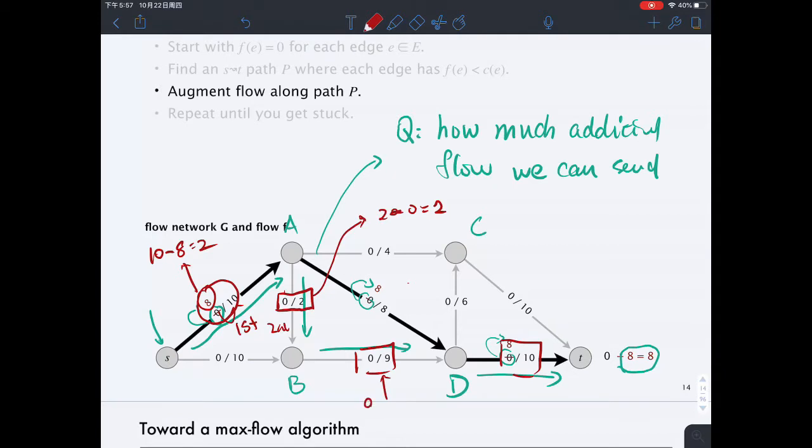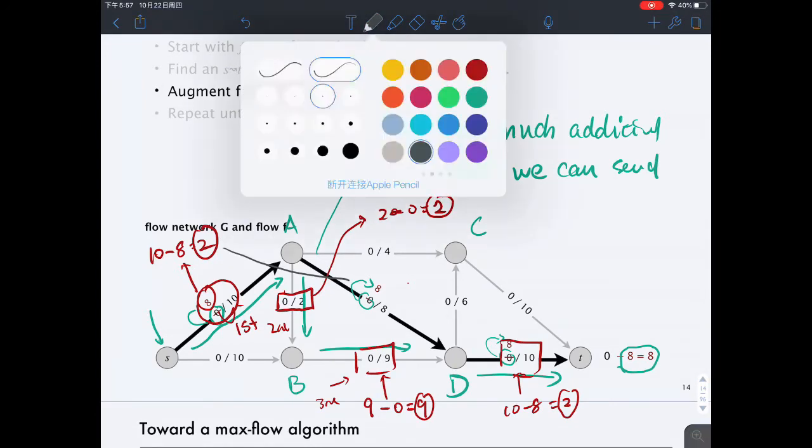For the second edge, the additional flow we can send is 2 minus 0 equal to 2. We keep doing the same operation, and the third one would be 9 minus 0 equal to 9. And the fourth one would be 10 minus 8 equal to 2. So now we get the amount of additional flow we can send for each of the edges.